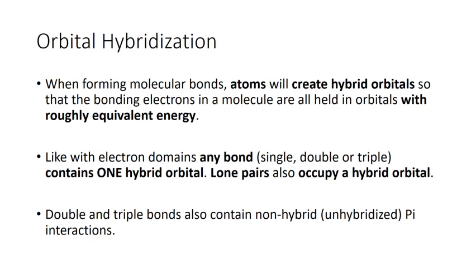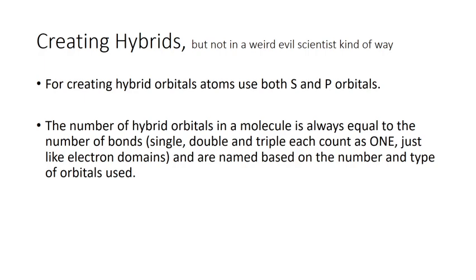Like when we talk about molecular geometry, we've got these nice geometric patterns. The second point, like with electron domains, any bond, that means single, double, or triple, contains one hybrid orbital. In this case, lone pairs also occupy a hybrid orbital. Double and triple bonds contain non-hybrid or unhybridized pi interactions. So we will talk about this. The pictures in your book are good. You should take a look at them because me drawing them is, I think, just going to be confusing, but your book does a good job.